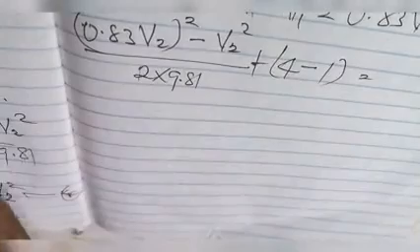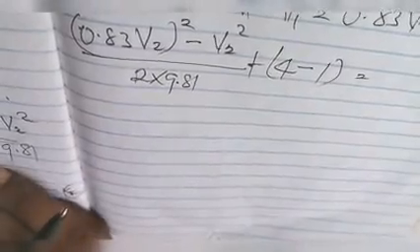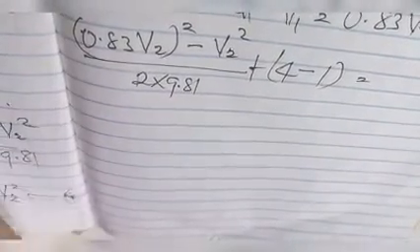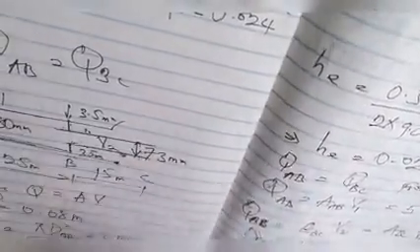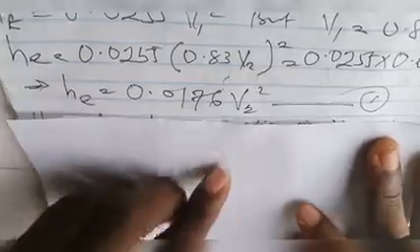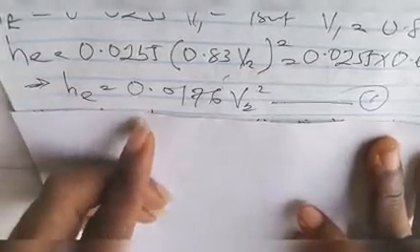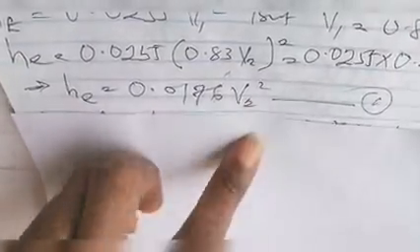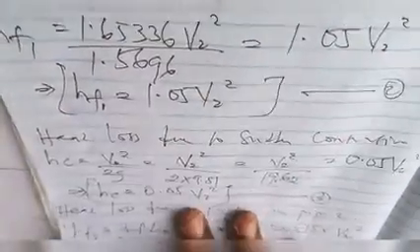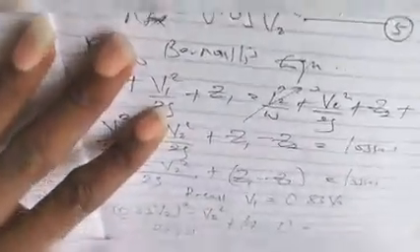So let's add up all the losses. We had the first equation, head loss due to entrance, and we obtained head loss due to entrance to be equal to 0.0176 V2 squared. So that's the first equation. We'll put it back into the losses now. Let's fall back here, 0.0176 V2 squared.